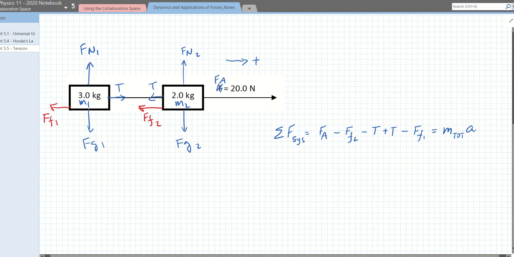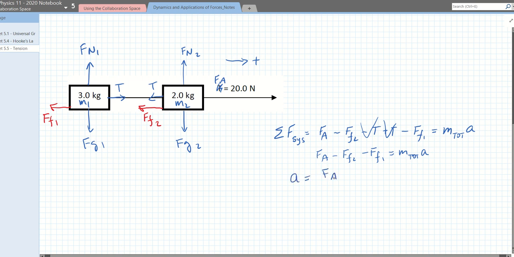Again, the acceleration is going to be the same for all the masses. You can have 100 masses strung together. The acceleration of the system will correspond to the acceleration of each of the objects along the x-axis in this case. So the goal is to find this A. Now notice here the tension will cancel out. So we're left with Fa minus the friction force 2 minus the friction force 1 equal to total mass times A. Again, we're looking for the A.